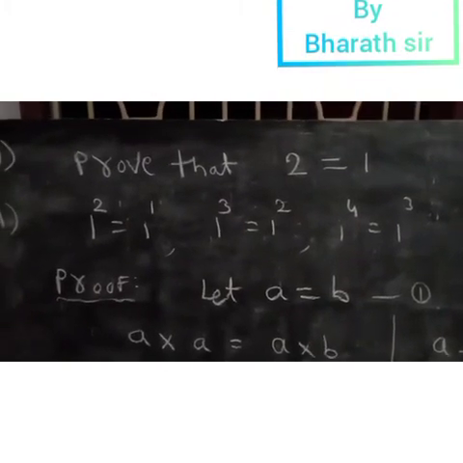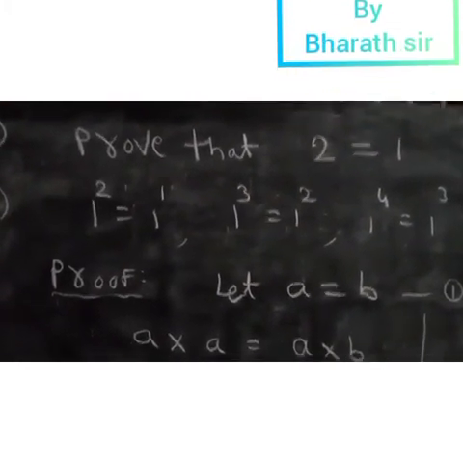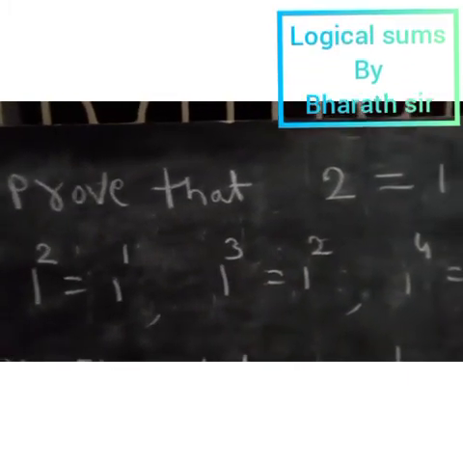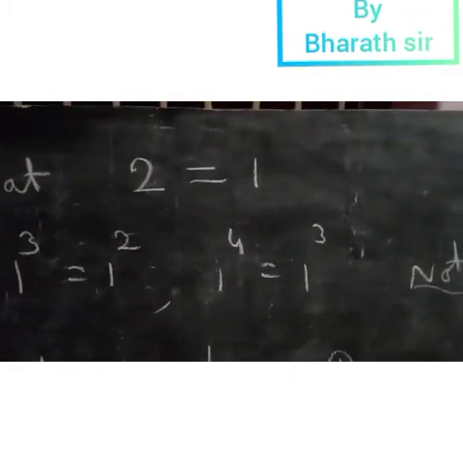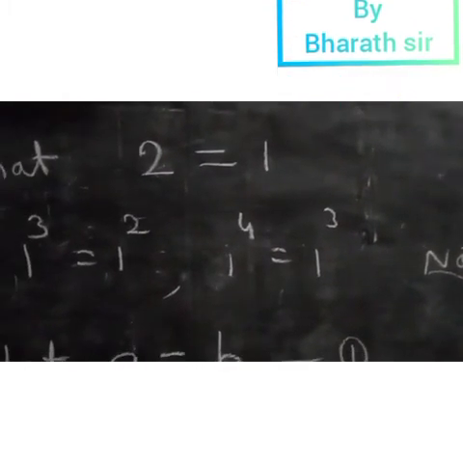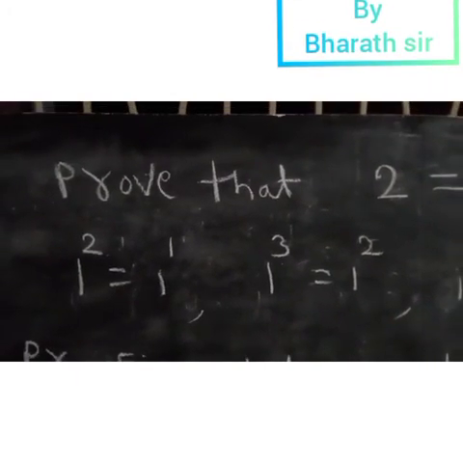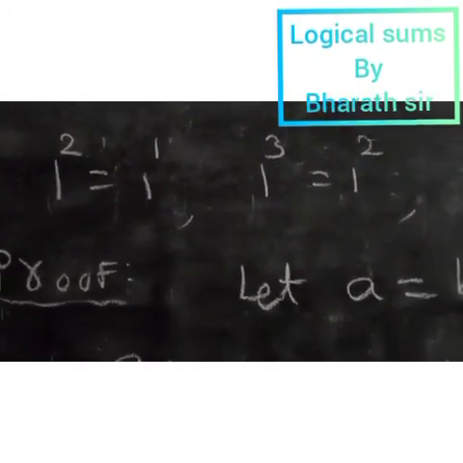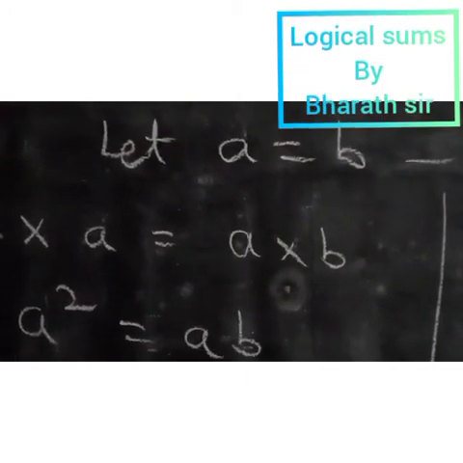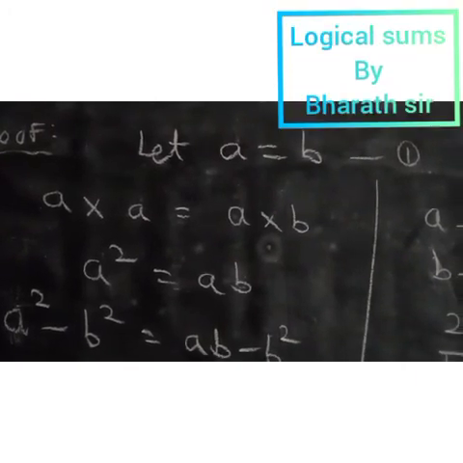Okay. Right. So again I am going to explain. 1 square equals to 1 power 1, 1 cube equal to 1 square, 1 power 4 equal to 1 cube. This is not correct because you can get so many answers by writing like this. But the correct proof for prove that 2 equals to 1. How to prove 2 equals to 1? This is the proof. See correctly. Assume that A equals to B. That is equation 1. Multiply both sides with A.